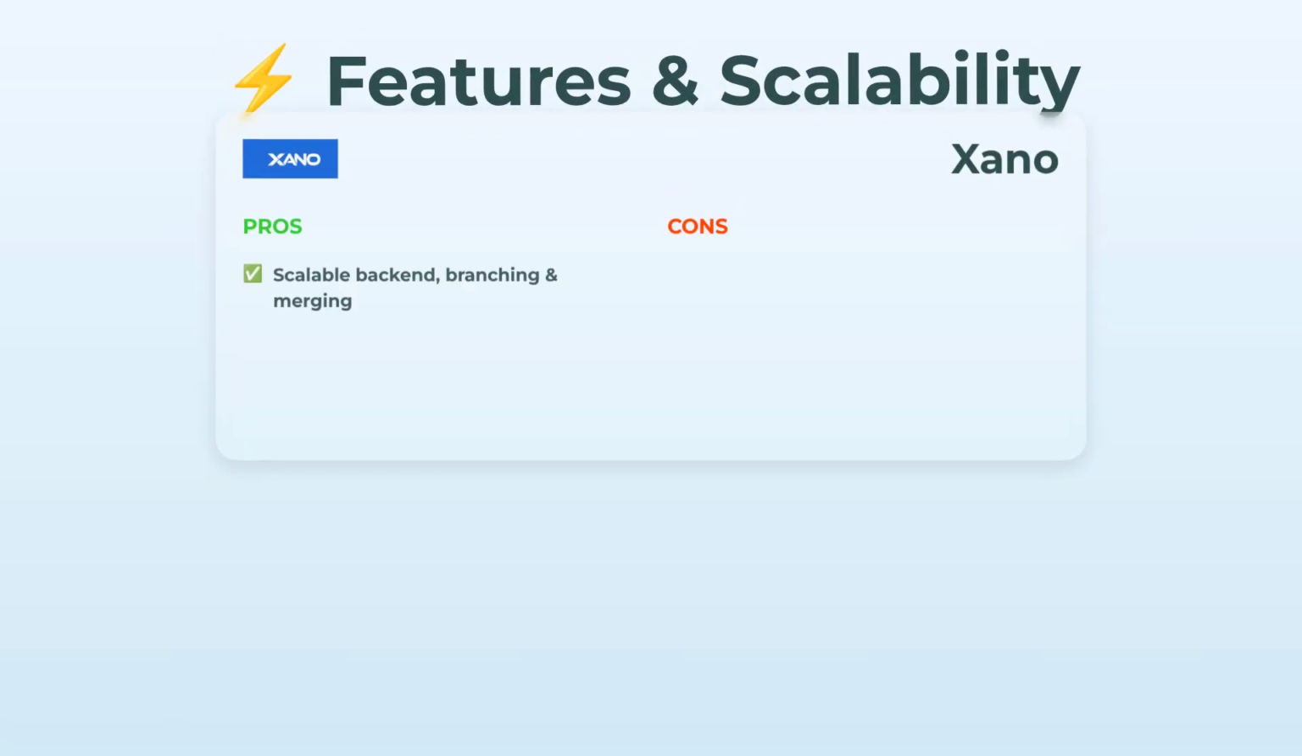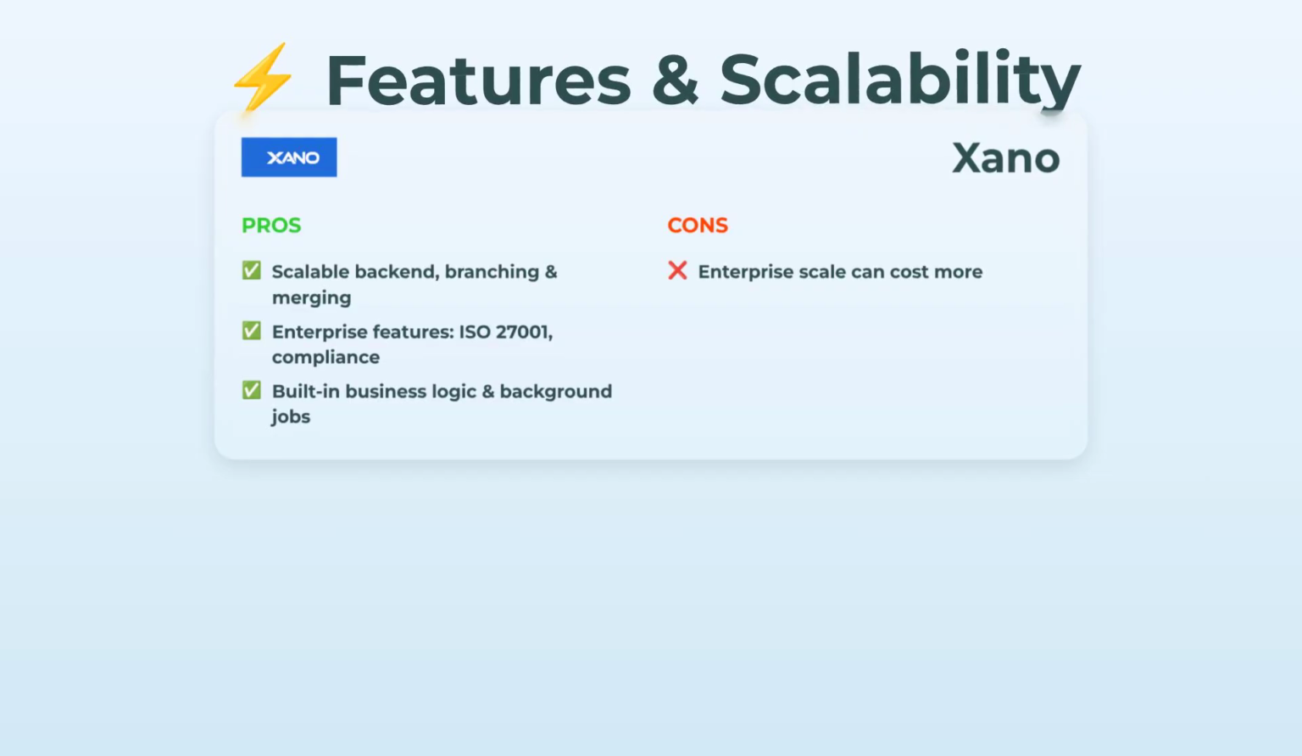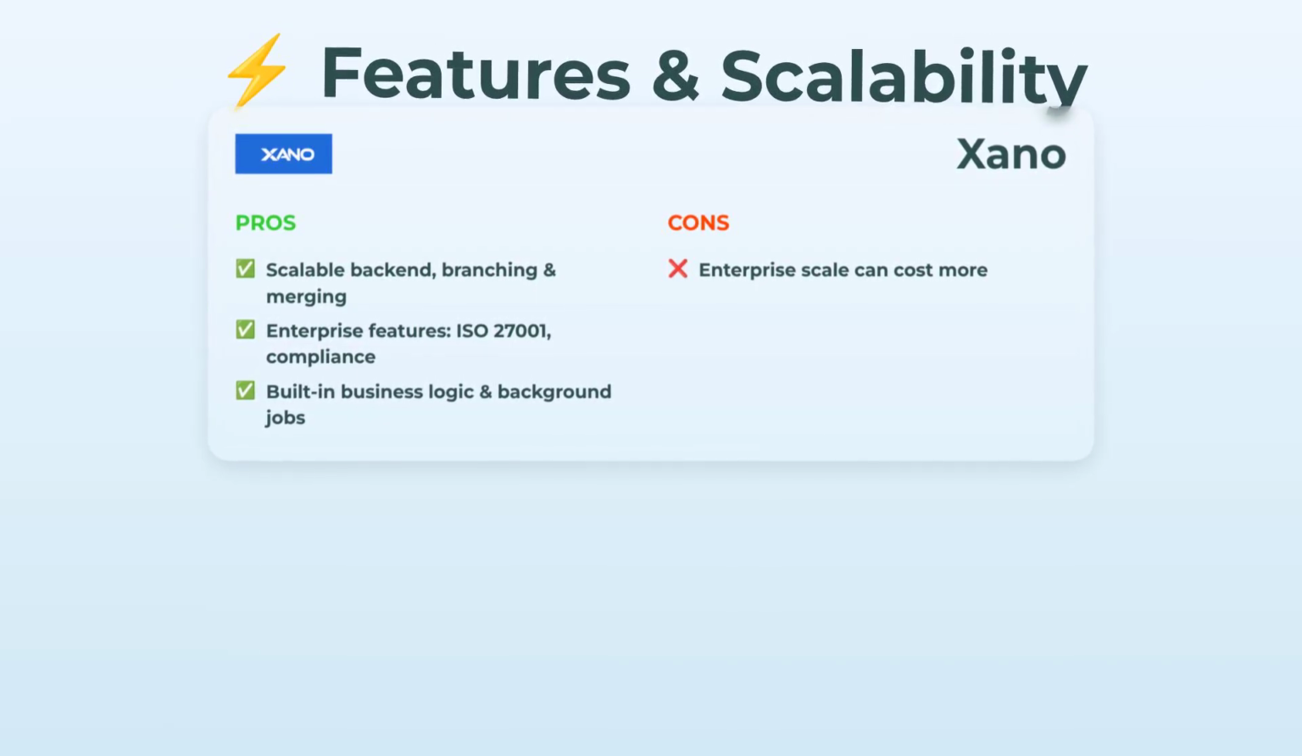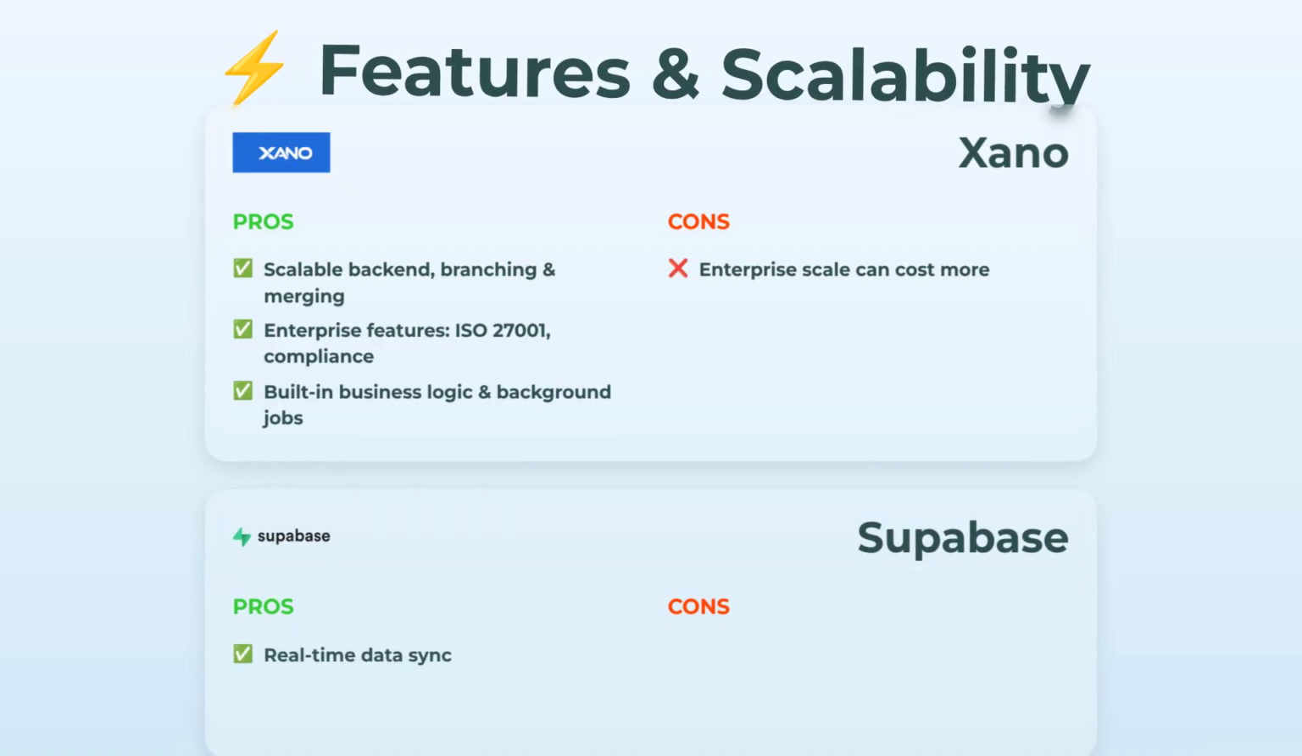Moving on to features and scalability, right? Okay, so with Xano, you get some serious grown-up features like database branching and merging. There's built-in stuff for business logic and scheduled background jobs. Plus, enterprise compliance for when your app starts raking in users. But you do start paying more for that big business power.